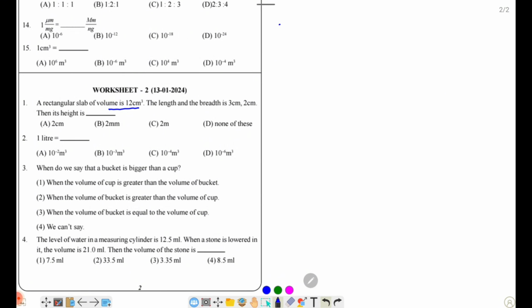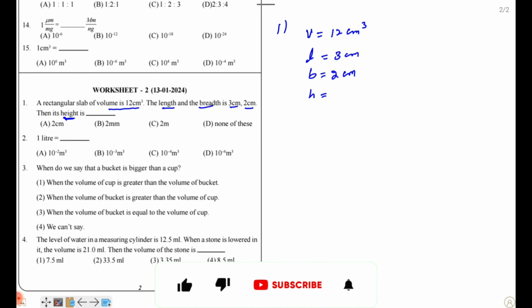Here volume is given. So volume V is 12 centimeter cube. The length and breadth are 3 centimeter and 2 centimeter. So here length is 3 centimeter and breadth is 2 centimeter. What do we have to find? We have to find the height of the rectangular slab.